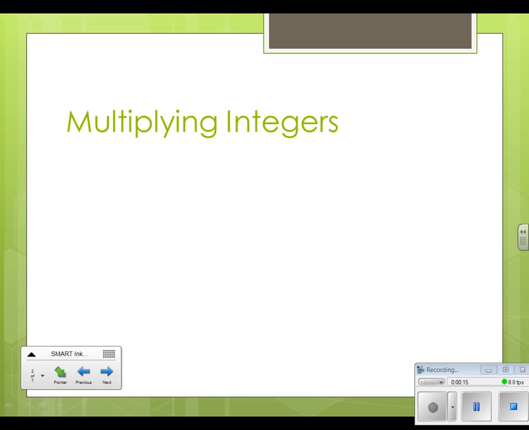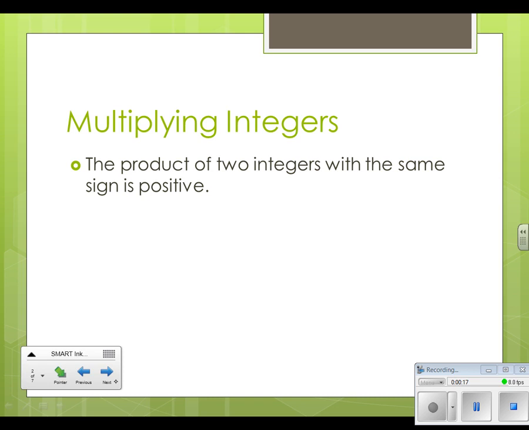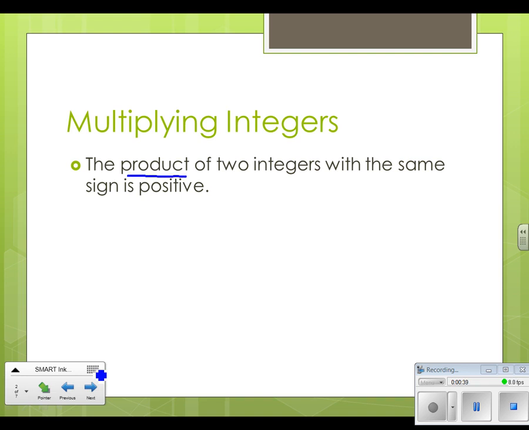When we're multiplying integers, we look at the signs of our numbers, and when I mean signs, we're looking to see if they're positive or if they're negative. The first rule I want you to remember is the product of two integers with the same sign is positive. So some key things to underline when we're looking at product: we're multiplying. We have two integers, and if they have the same sign, it is a positive answer.